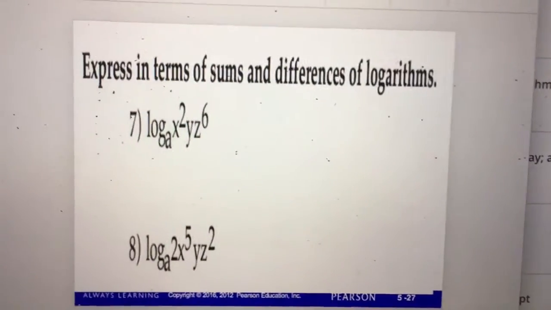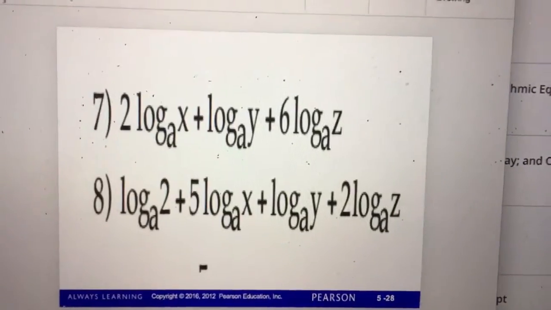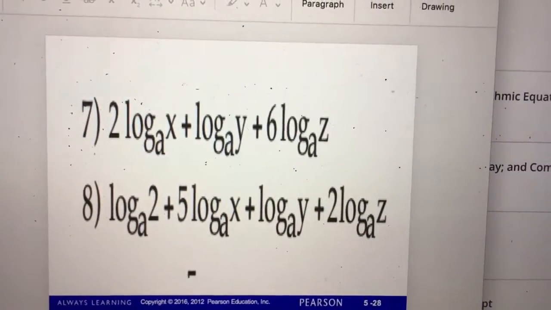Okay, so just so that you have a good view of that. So this was problem number 8, and this was problem number 8's answer.